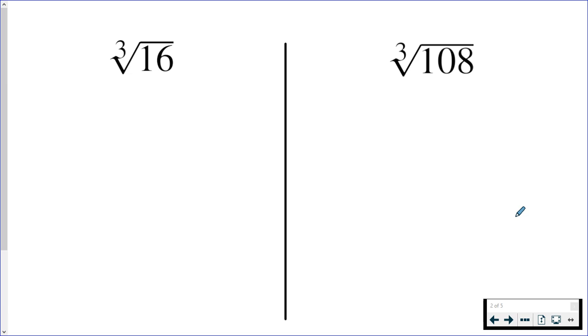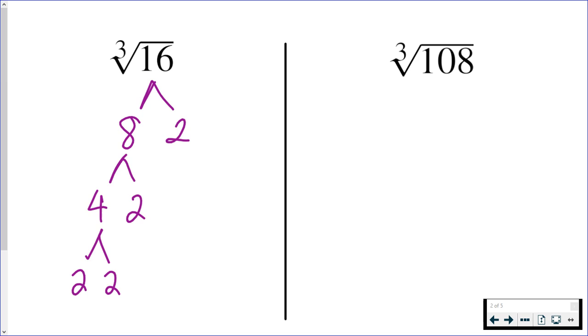So if you know how to build a factor tree with square roots, you're going to do the same thing here. You're just looking for 3 of a kind. So starting with 16, you can break it into whatever you want. 4 times 4. I'm going to do 8 times 2. Again, you don't have to use 8 and 2. You can use whatever, because as I break it down, we'll have the same thing anyway. So 8 is 4 times 2. And then 4 is 2 times 2.